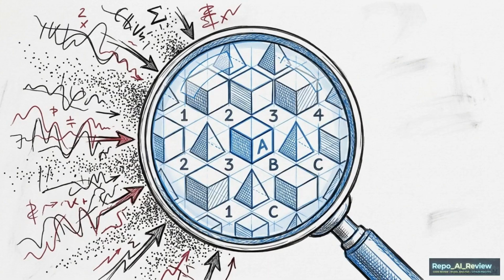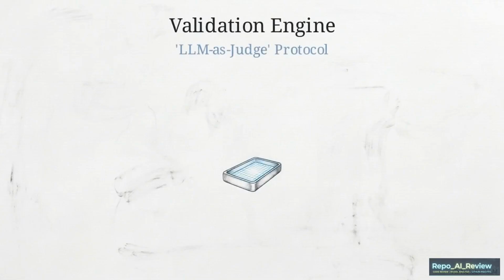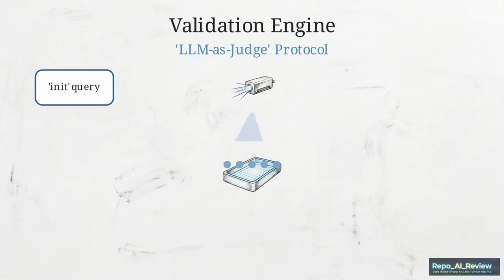The agent must now inspect the raw tool result inputs it just received. This is the validation engine, governed by an LLM-as-judge protocol. The model actively cross-references the newly acquired API data against the strict parameters of the init query. Integrating with LangSmith maintains visibility, tracking internal scoring.